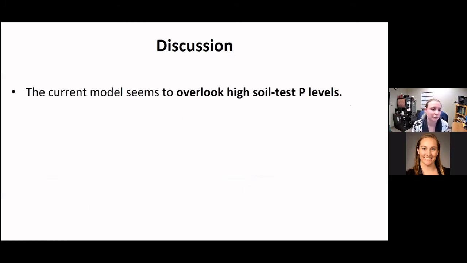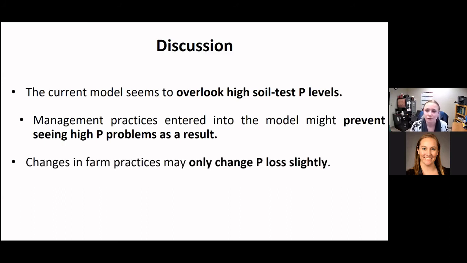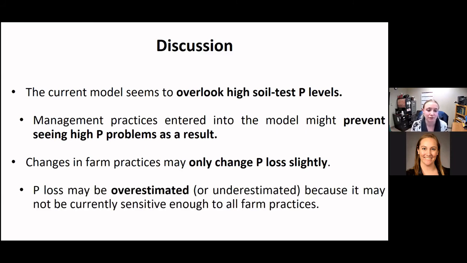For further discussion here, the current model seems to overlook high soil test P levels, as we saw, and management practices entered into the model might prevent seeing high phosphorus problems as a result. Even, for example, changing cover after planting to greater than 20% across multiple crop years, we see that there's something not being caught there, and changes in farm practices may only change phosphorus loss slightly. So phosphorus loss may be overestimated or underestimated at times because the model may not be currently sensitive enough to all farm practices.